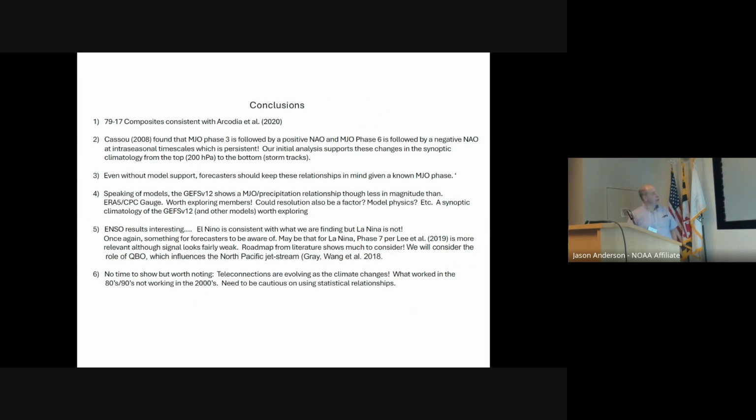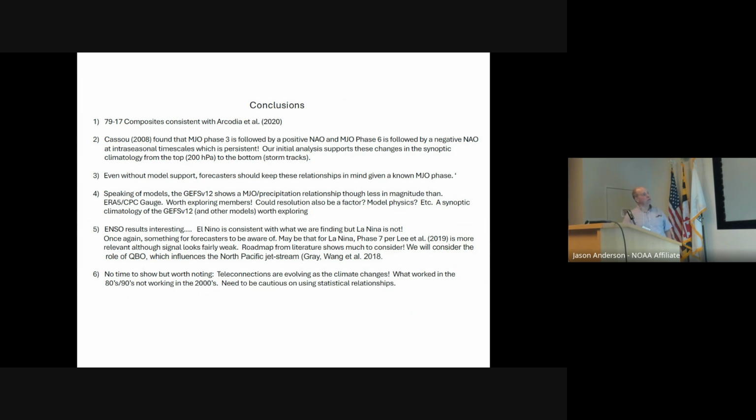The ENSO results are interesting. El Nino is consistent with what we are finding, but La Nina is not. Once again, it's something for forecasters to be aware of. Maybe for La Nina phase 7, Lee et al. 2019 is more relevant, although the signal looks once again fairly weak, especially in MJO phase 6.